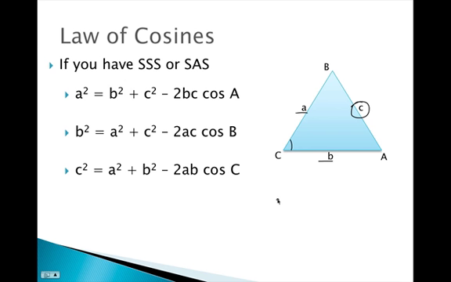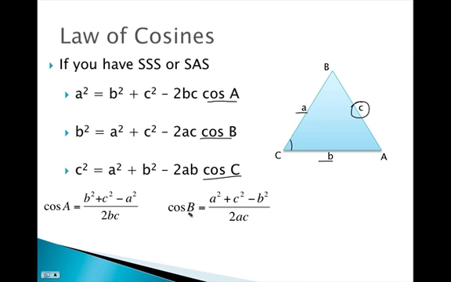So the next three formulas that you're going to see are just algebraic manipulations of these three formulas right here. And we're going to be rewriting it in terms of cosine A, cosine B, or cosine C. So the first formula that we have is cosine A equals b squared plus c squared minus a squared all over 2bc. The next formula is cosine of B equals a squared plus c squared minus b squared all over 2ac. Last formula, cosine C equals a squared plus b squared minus c squared all over 2ab.